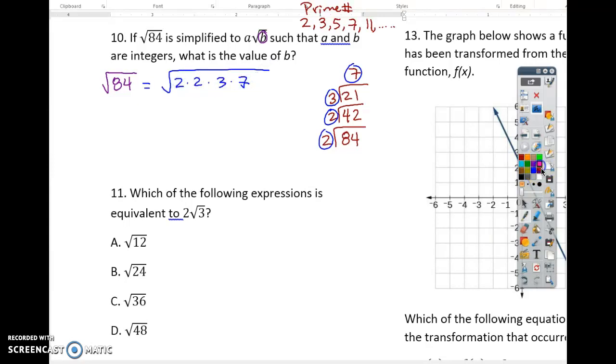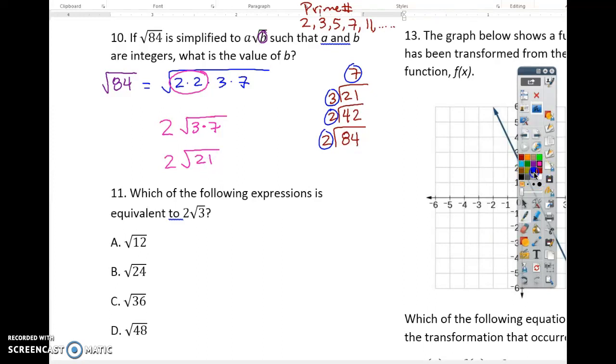You're looking for pairs. Do you have any pairs? Yes. This pair is going to get married and become 1 outside mom and dad's house. This is the house. So the only ones that stay inside are the ones that didn't get married, which is the 3 and the 7. What do you do with the 3 and the 7? You multiply them. So now you have 2 square root of 21.